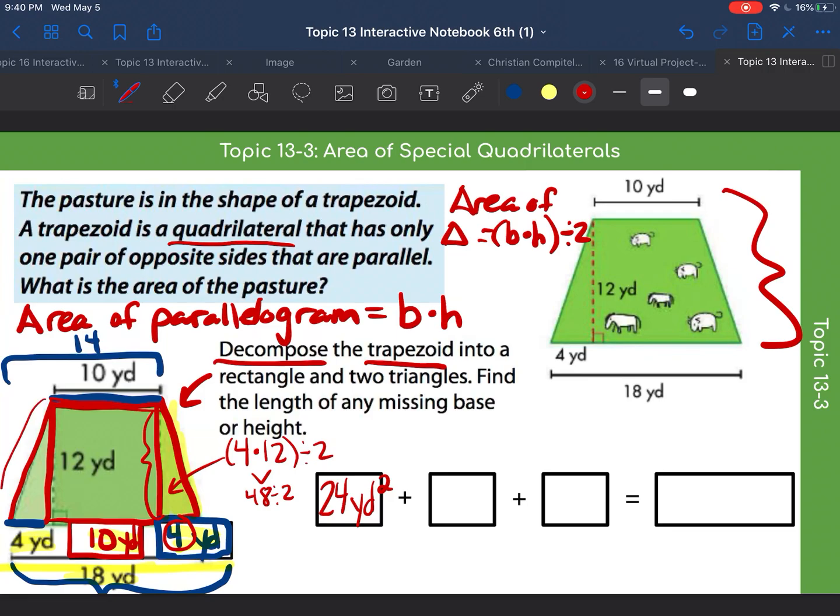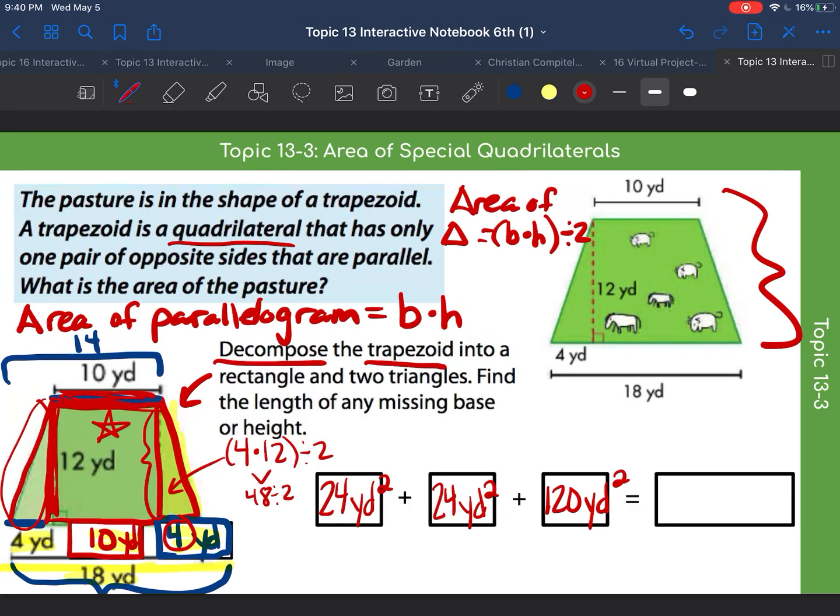Now, if you look at this triangle over here, it has the same base and the same height. So that triangle is also 24 yards squared of area. And now we just need to find the area of this rectangle right here. Which remember, area of a rectangle is length times width. So it would be 12 times 10, which would be 120. And remember, it's yards squared.